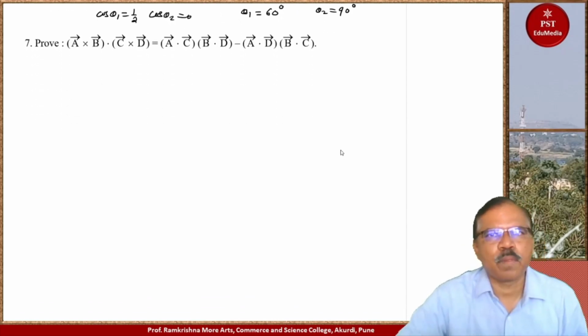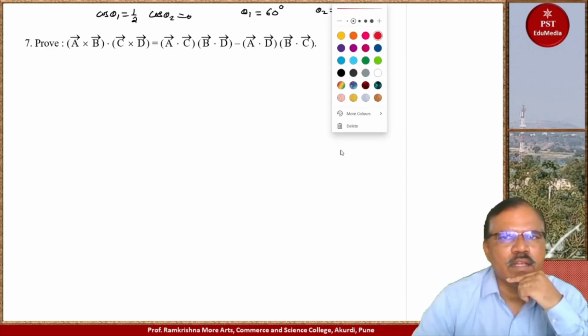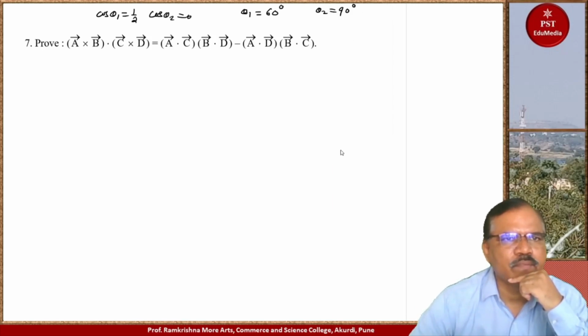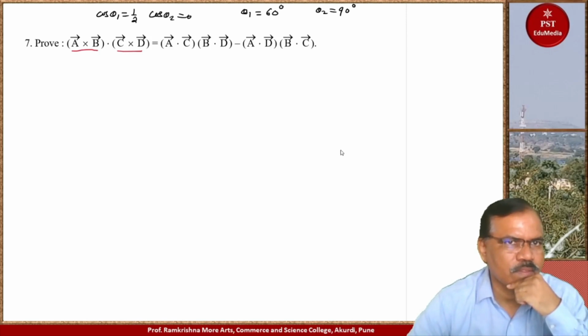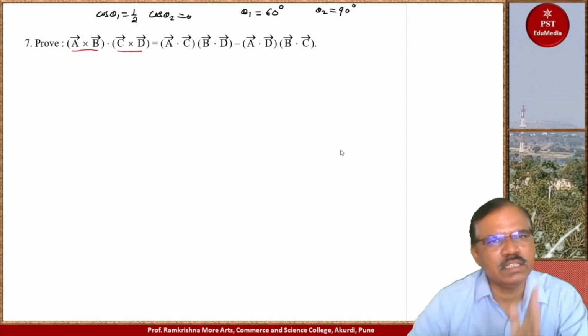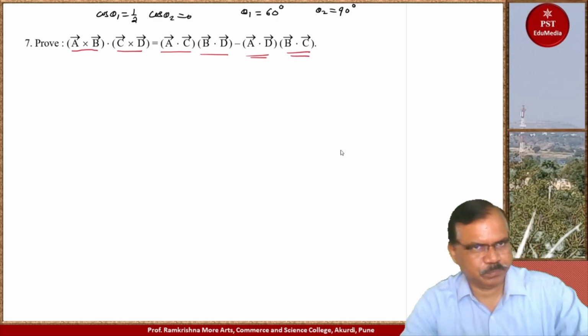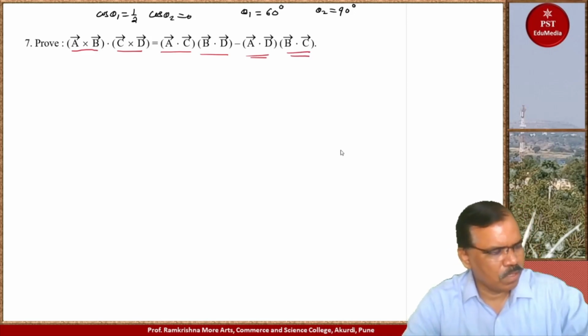Prove: in the first bracket we have A cross B dot C cross D, means A cross B is in the first bracket dot C cross D in the second bracket, is equal to A dot C multiplied by B dot D minus A dot D multiplied by B dot C.